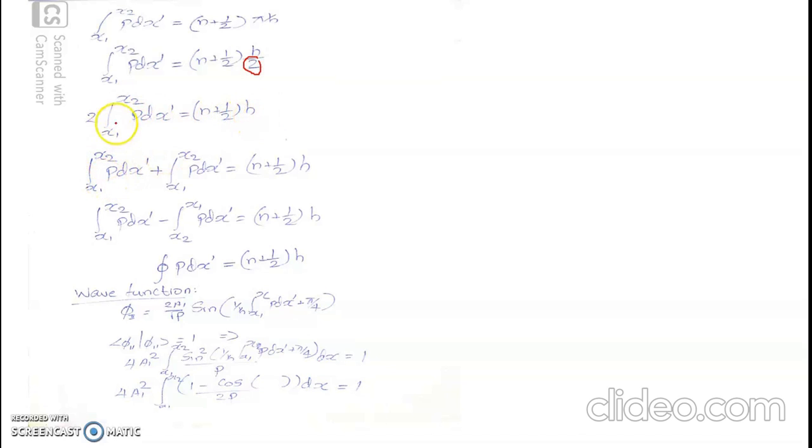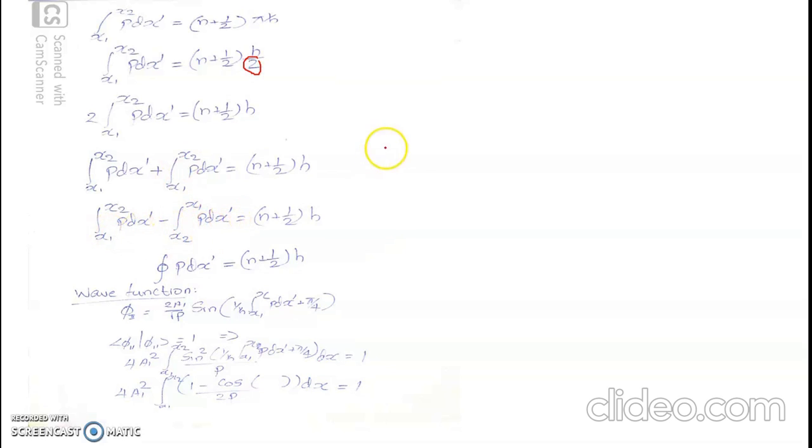But twice this quantity is this one plus this one. So integral x1 to x2 p dx prime plus integral x1 to x2 p dx prime equal to n plus half h. We make use of the result: if you change the limits from upper to lower, you will have to put a minus. So the minus is put here. Integral x1 to x2 is modified as minus integral x2 to x1 p dx prime.